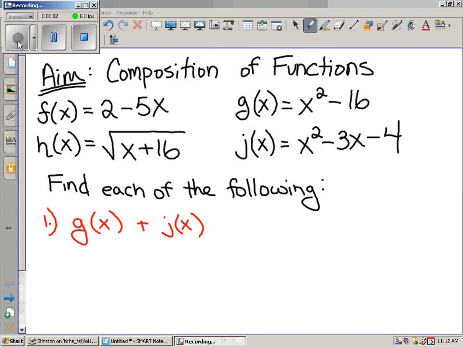All right, today's discussion is about composition of functions. Up over here, I've written 4 separate functions. And so let's attack problem number 1.